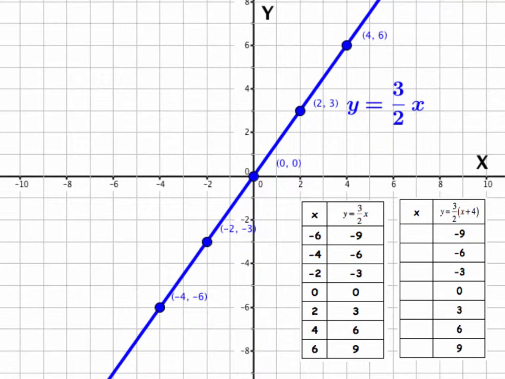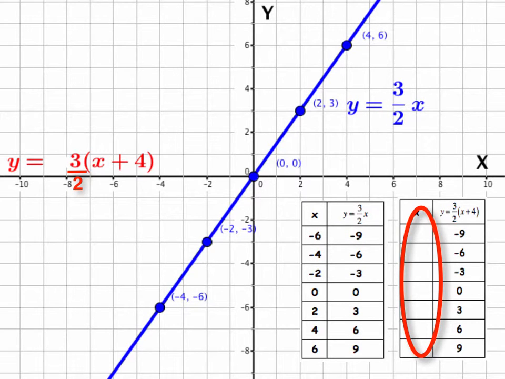Here's a graph of the equation y equals 3/2 x. Of course, it's got a slope of 3/2 and the y-intercept is right on the origin at (0, 0). And here's some ordered pairs both on the graph and in a table of values. And what I'd like you to do is to pause the video and please graph and make a new table of values for the new equation y equals 3/2 times the quantity x plus 4. Again, please do so by substituting x values into this equation and finding the corresponding y values. That'll really highlight the difference better than putting this in slope-intercept form.